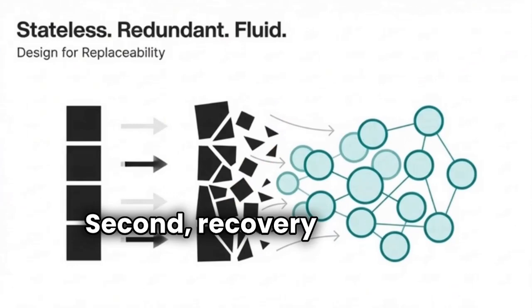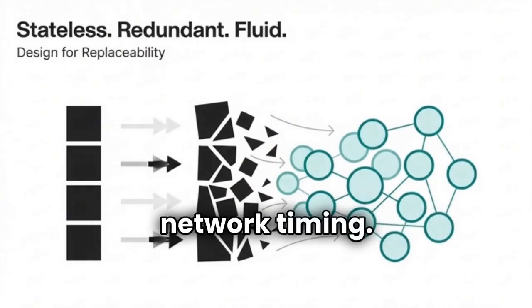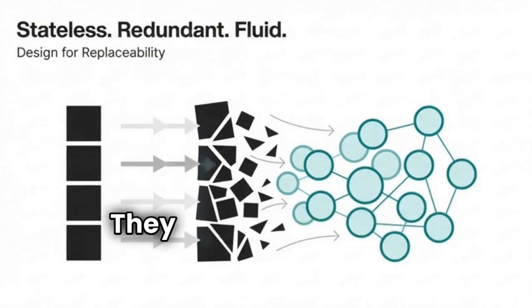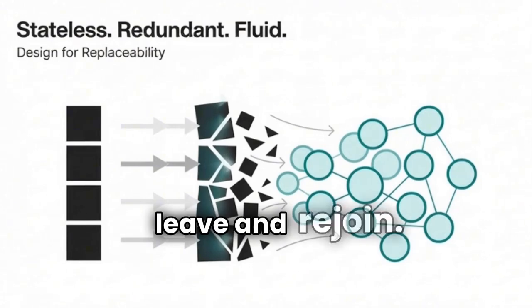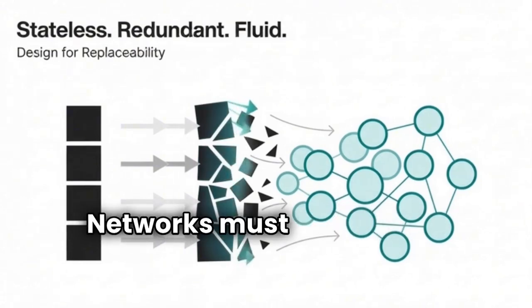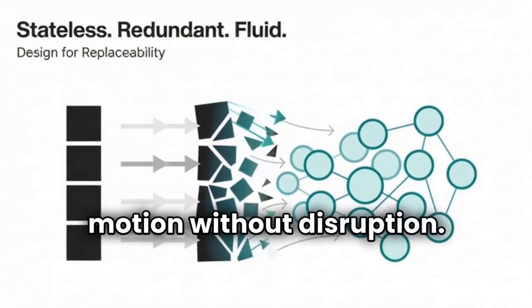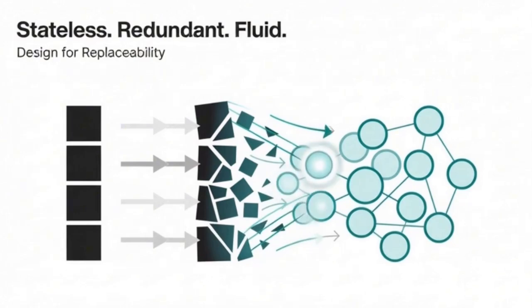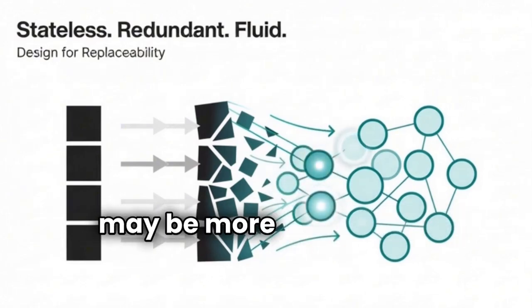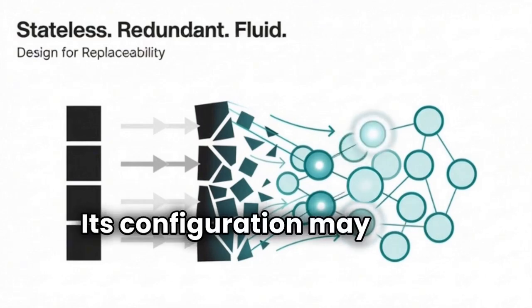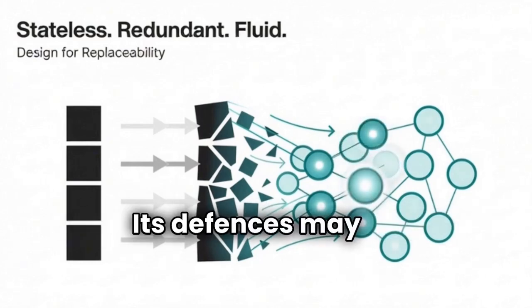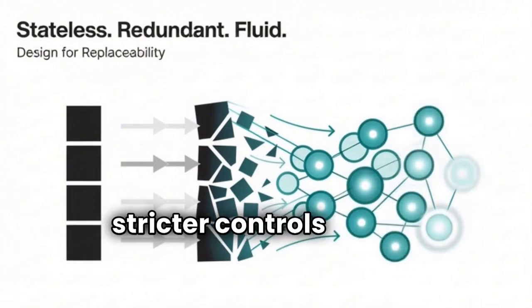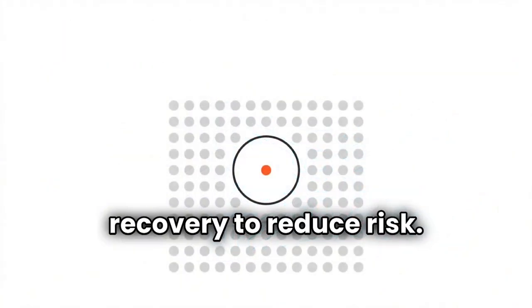Second, recovery reshapes network timing. Traffic flows are no longer static. They shift as endpoints leave and rejoin. Networks must absorb this motion without disruption. Third, recovery affects security. A recovering endpoint may be more vulnerable. Its configuration may reset. Its defenses may be temporarily weaker. Networks often apply stricter controls during recovery to reduce risk.